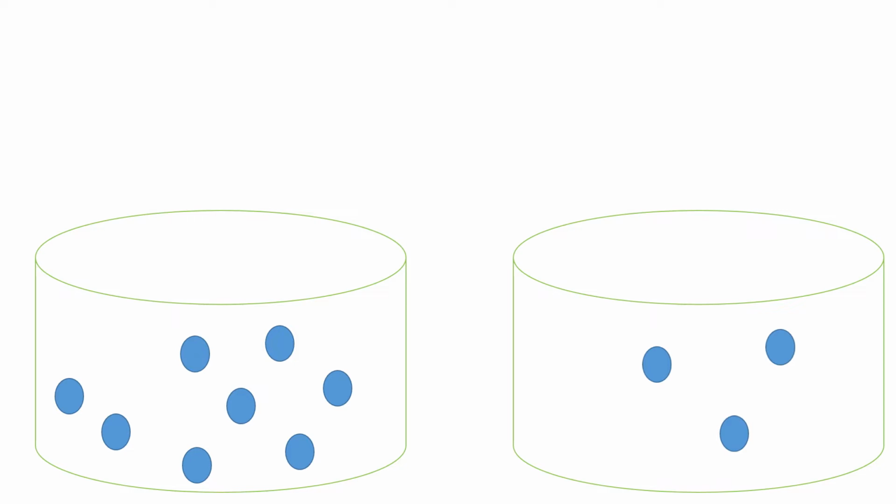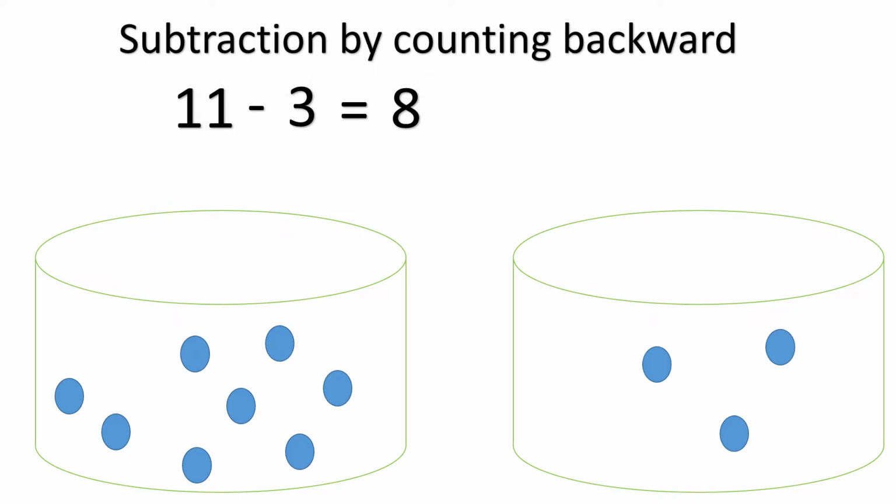Did you tell me 8 beads? Shall we count how many beads are there in the bowl? In the first bowl? Yes, you are correct children. There are 8 beads left in the bowl. So 11 minus 3 is equal to 8. Very good children. We did the subtraction by counting backwards.